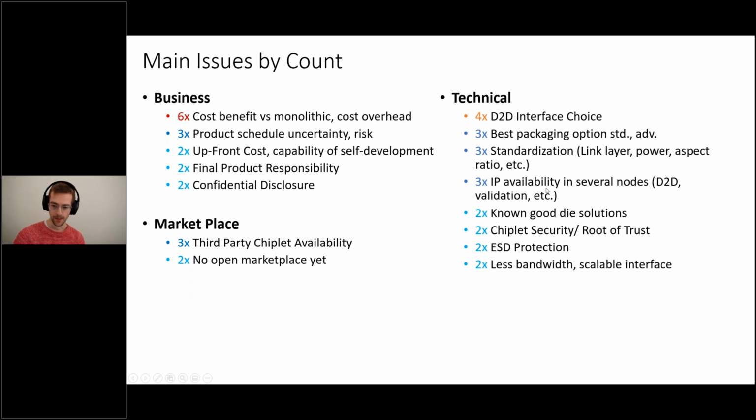Then several people mentioned that IP availability in several nodes, as IP for die-to-die validation and other things, would be helpful to accelerate chiplet adoption. And then with 2 mentions each was knowing the die solutions, chiplet security or root of trust, ESD protection, and having an interface that is either scalable or that goes towards the less bandwidth area.